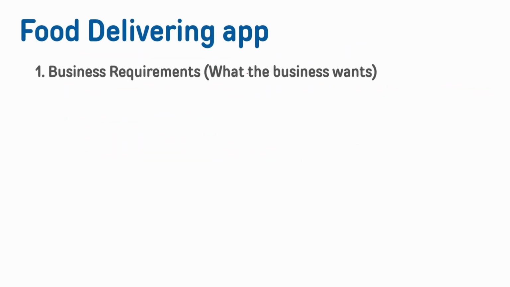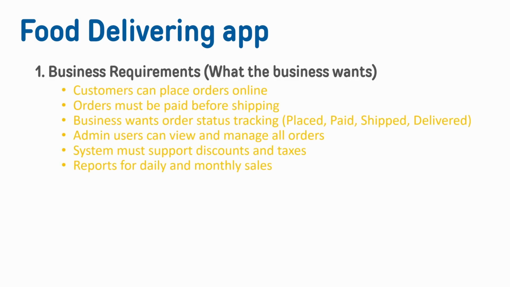consider the example of a food delivery system. Every application has two types of requirements: the business requirement and the non-business requirement. First consider the example of a food delivery app like Zomato or Swiggy. What are its business requirements? What the business wants. The business wants that the customer can place an order online, the order must be paid before shipping, and order status tracking, like whether the order has been placed, paid, shipped or delivered. Also, admin users can view and manage all orders.